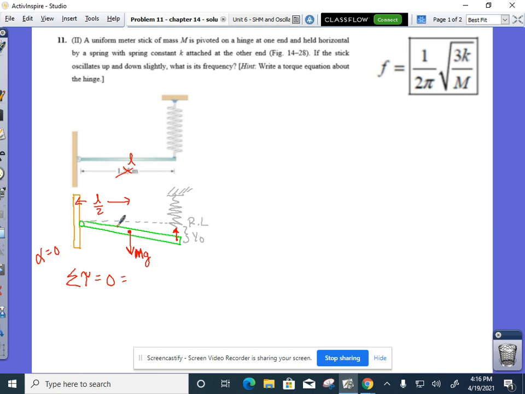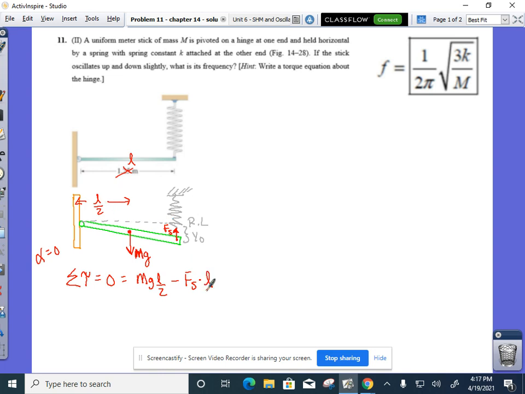So those torques can be written as mg L over 2. It's the torque about that point due to the weight. And then minus a counterclockwise torque. Let's see, that'd be the force from the spring times how far away that is, and so that would be L.